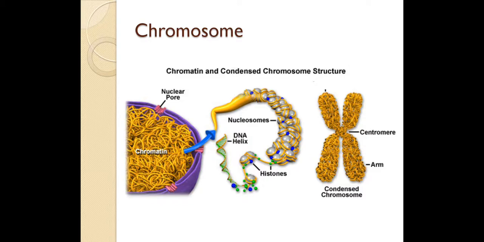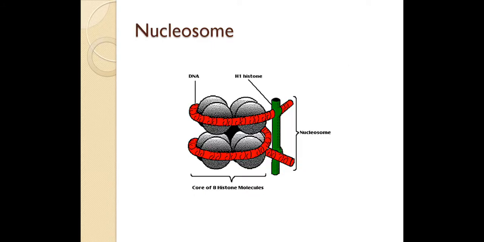So many nucleosomes are present here in the chromatin material, and these nucleosomes compact with each other, they coil and recoil, and their condensed form is termed as chromosome, which is made up of two arms, and these arms are termed as chromatids, and these chromatids are joined at a point which is called the centromere.